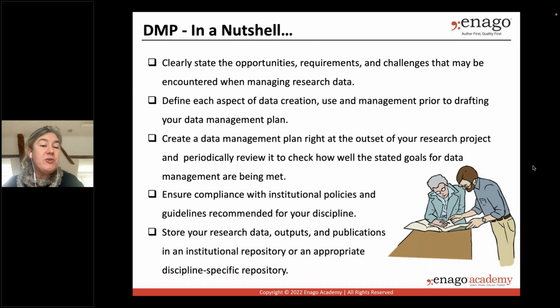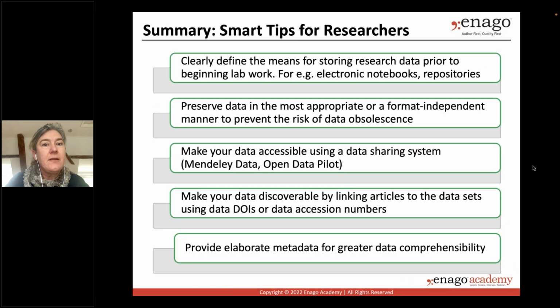They'll help you with ensuring your compliance with your institutional policies as well as funder policies. And they will also support you in your long-term storage, in your outputs and publications, and what you do with them and where they go, but also in things like writing them, and supplying things like documentation and other reports and outputs. So some smart tips for you.